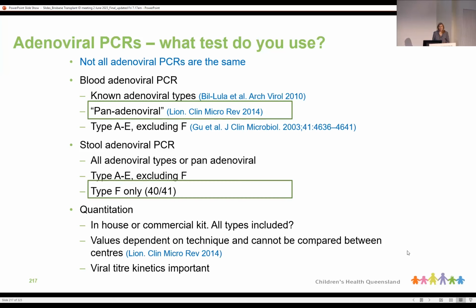And then quantitation, and there's been some talks already thinking about particularly HHV6, for instance. What do we do about testing and quantitation? Do we use an in-house or a commercial kit? Are all the types included within a quant? Can you compare them between centres? And the viral kinetics are really important when you're looking at any viral disease. So knowing what you're using and what quantitation means and how it's been done is also important.